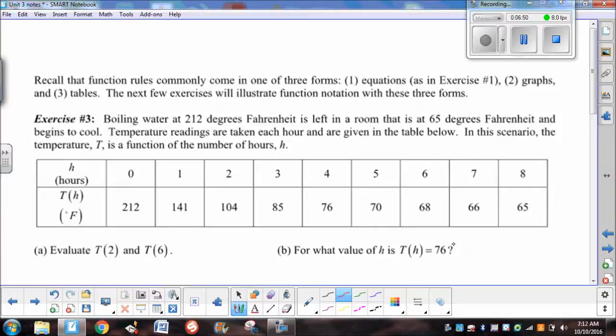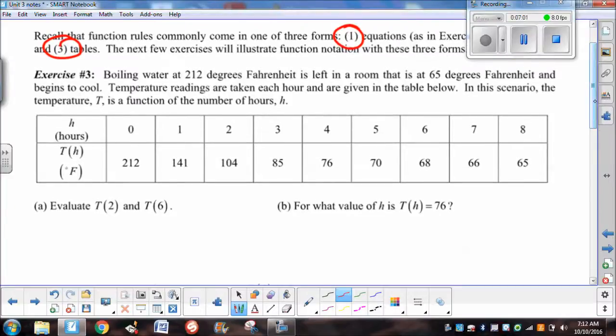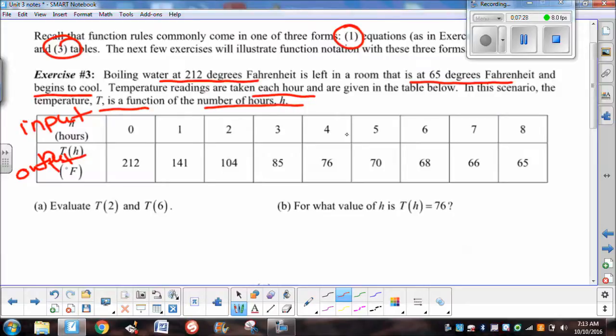So it says, recall that function rules come in 3 different forms. We could have equations, we could have graphs, and we could have tables. In 3, we're going to talk about a function rule in a table. So the information says boiling water at 212 degrees Fahrenheit is left in a room that's 65 degrees Fahrenheit and begins to cool. Temperature readings are taken each hour and they're recorded in the table. T is a function of the number of hours, h. So h is my input and my output is the temperature in Fahrenheit. And they've listed hours from 0 to 8 and all the different temperatures.